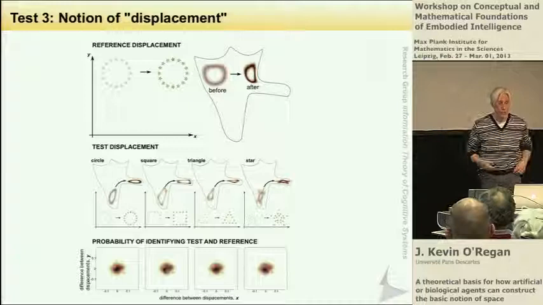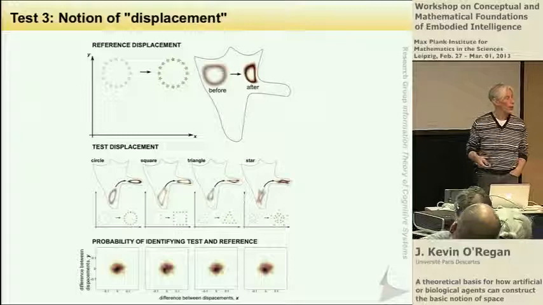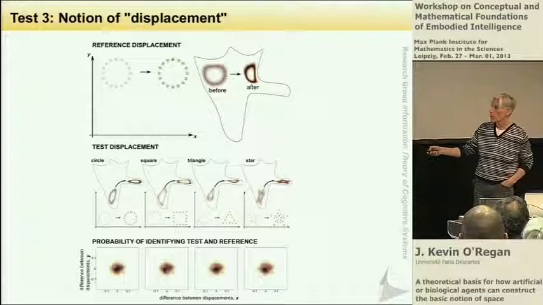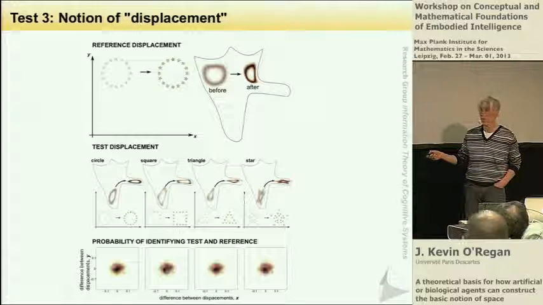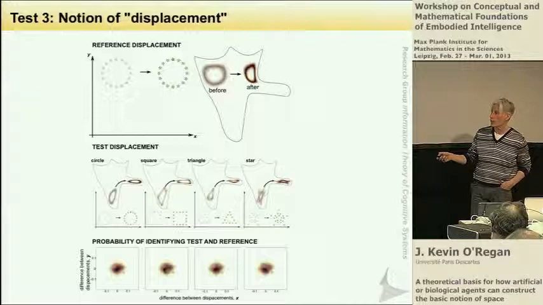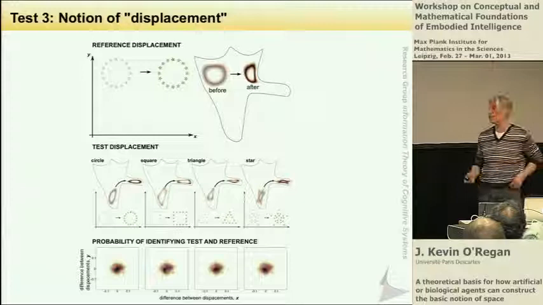what we do is we present the agent with a reference displacement. It's a movement of a set of stars to another set of stars, which produces an internal representation that looks like this going to this in the agent. And then we present it with a variety of other changes in shifts in position using different shapes. And we want to see, can the agent understand that this shift going from here to here is actually the same and independent of, that it's actually the same shift as this shift going from here to here with the squares, as this shift going from here to here with the triangles or with the stars. So it's able to abstract the notion of relative position independently of the shape of the entity.